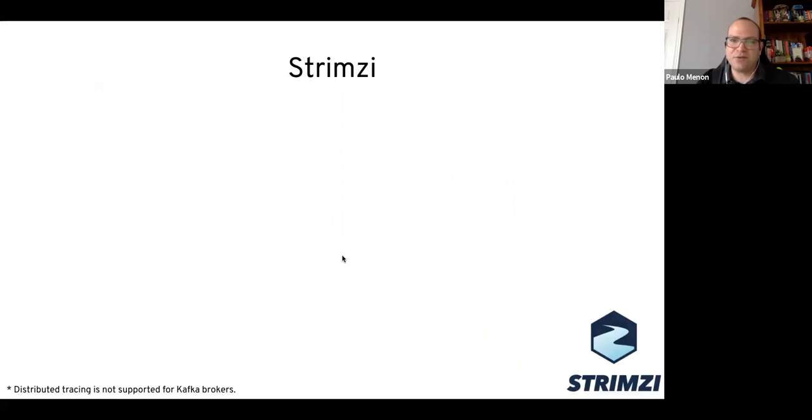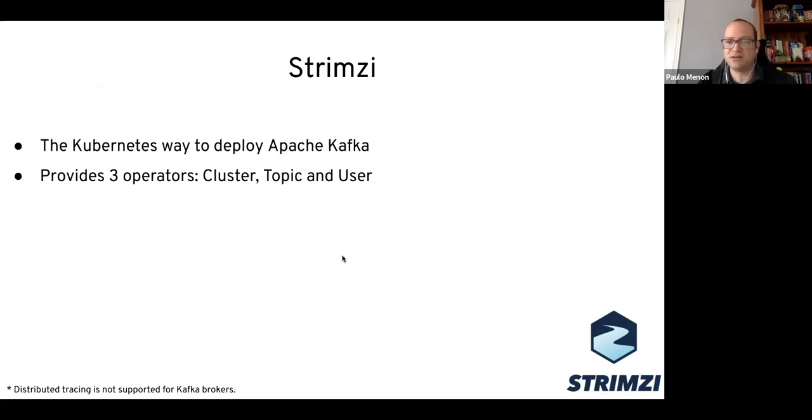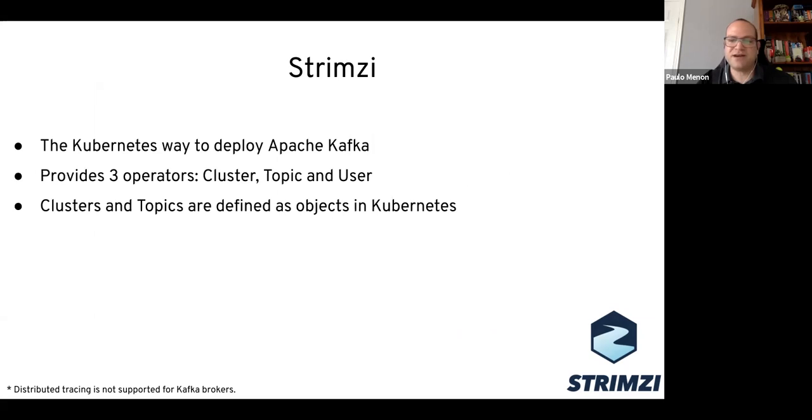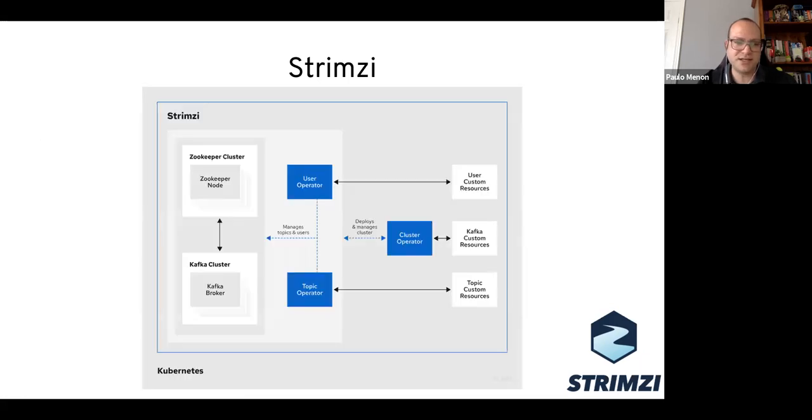So for deploying Kafka, we use Strimzi, which is an operator. The Kubernetes way to deploy Apache Kafka is easy, because the operator can deploy Apache Kafka in Kubernetes very easily. It provides three operators: cluster, topic, and user. And the cluster and topics are defined as objects in Kubernetes. So it's all YAML files that you run. If you are familiar with the cloud commands or Kubernetes commands, you just do apply -f from the file, and you install the operator, and then it starts installing the cluster, topic, and user. It also supports distributed tracing using Jaeger, and that's Strimzi.